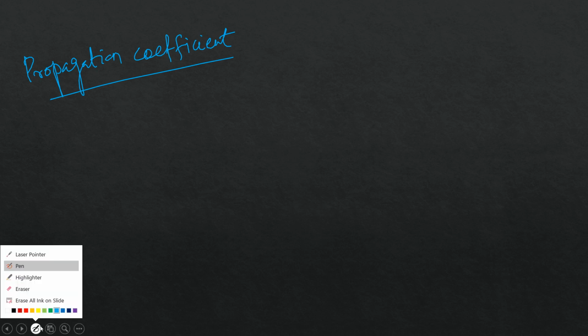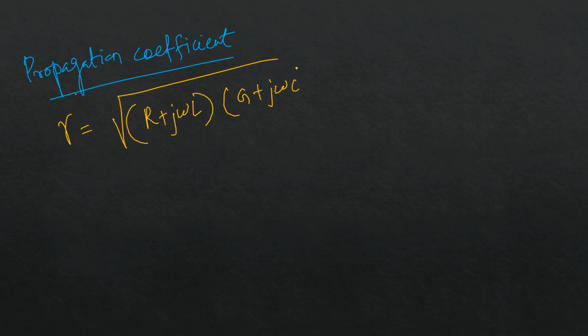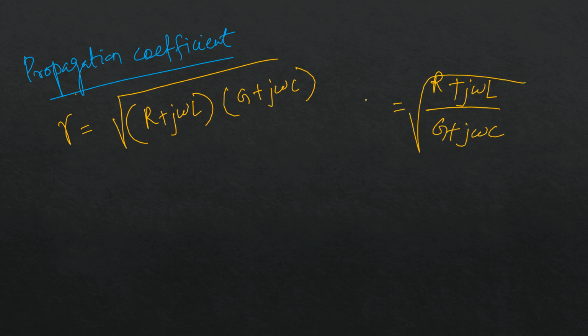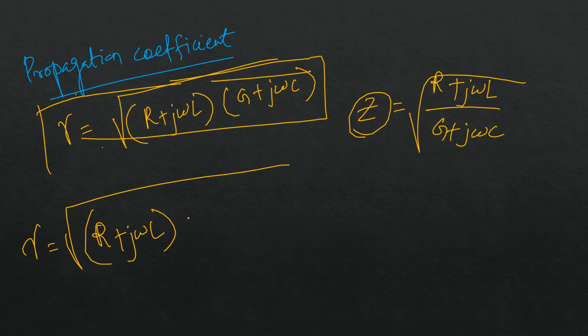Okay. Next formula is the propagation coefficient. This is a very formula based topic, this transmission and all. Propagation coefficient is denoted by gamma. It will be simply root over of R plus j omega L whole into G plus j omega C. See, the division of R plus j omega L divided by G plus j omega C was your characteristic impedance. But the multiplication is called what? Propagation coefficient.